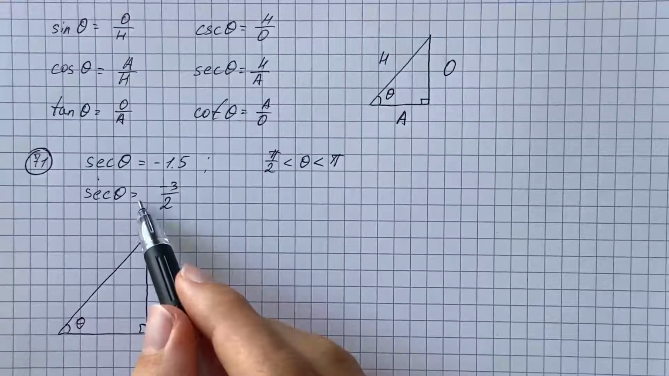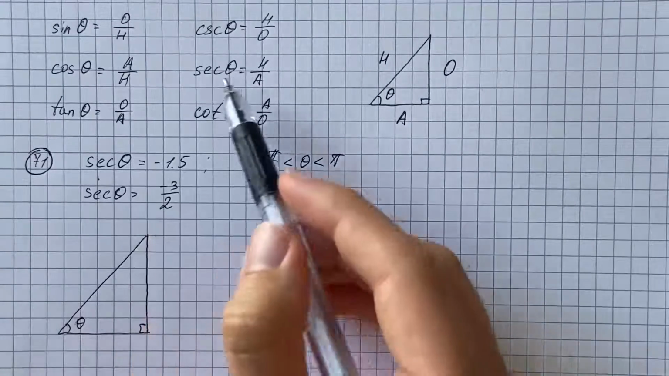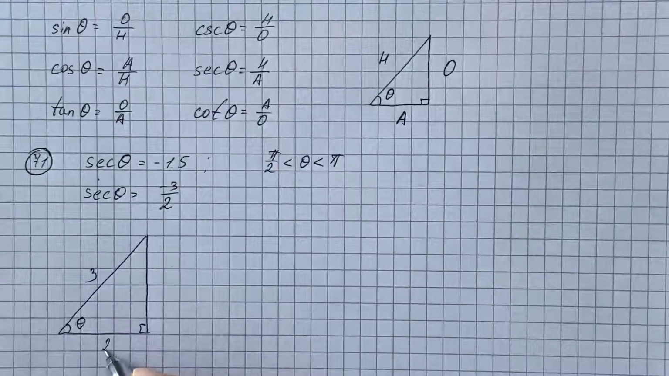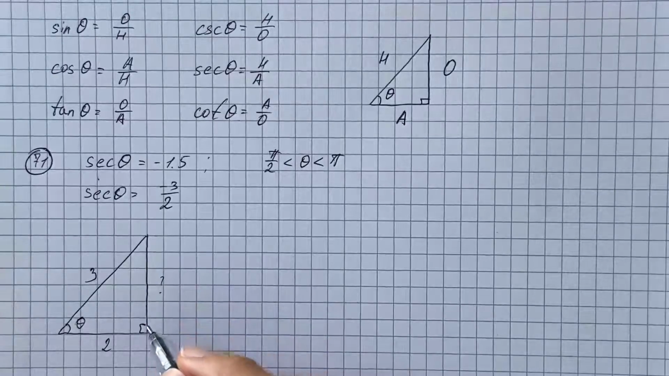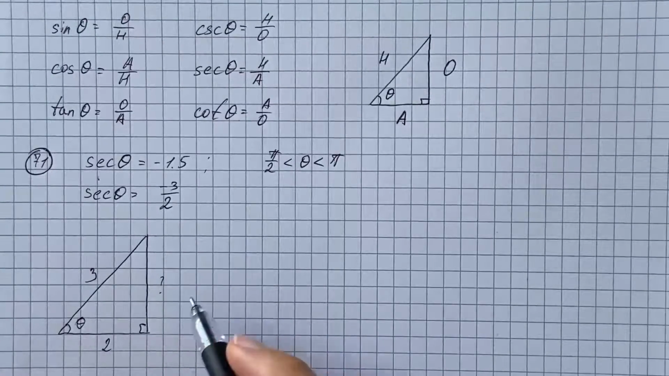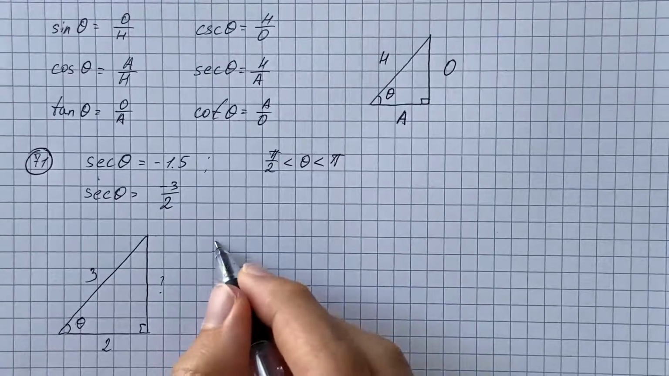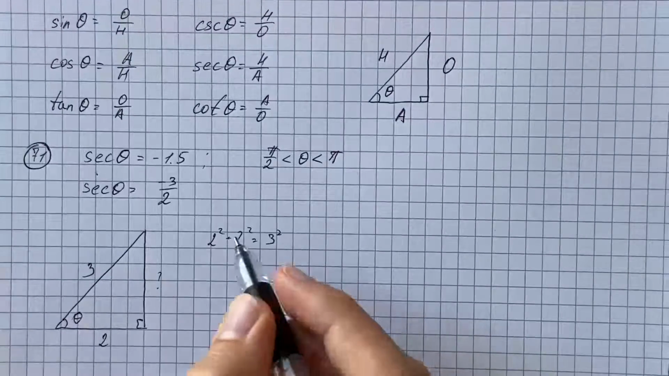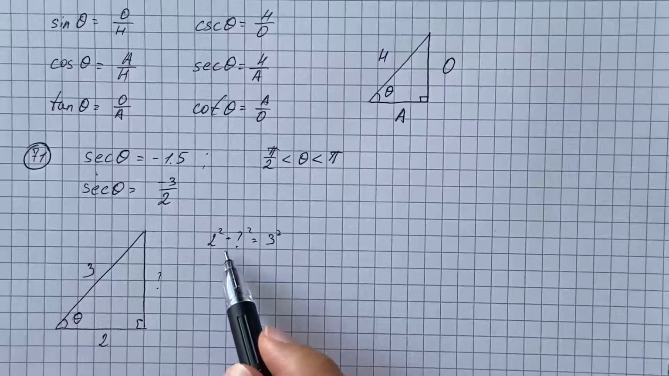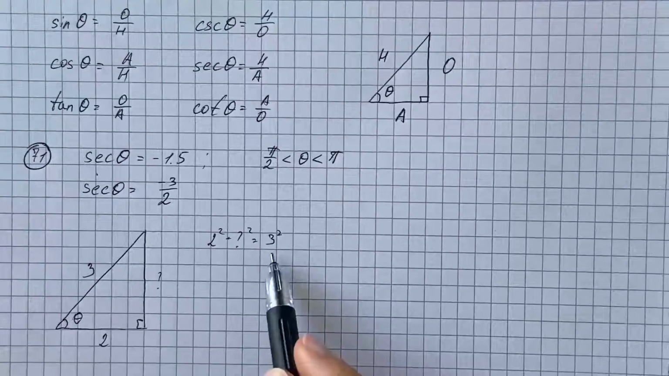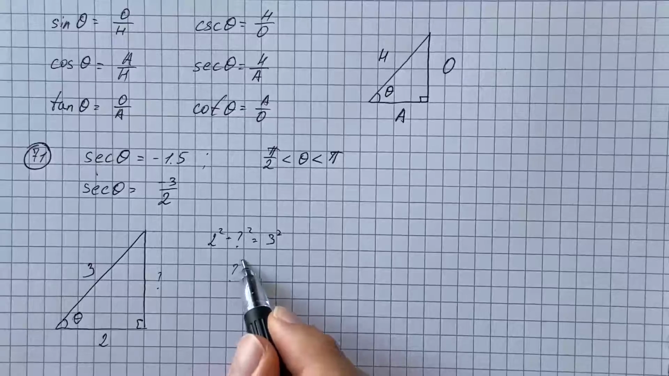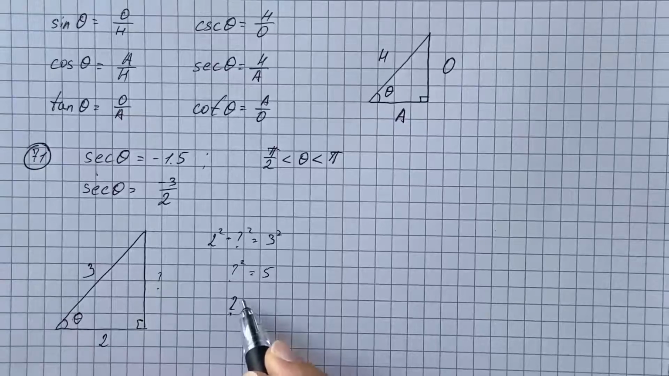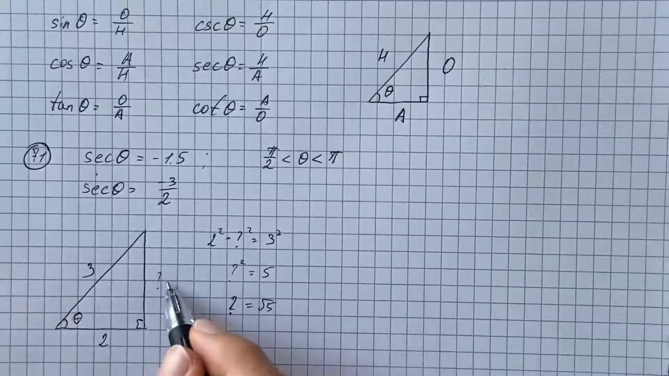of theta equals negative 3/2. It means that hypotenuse equals 3 and adjacent equals 2. And we have to find the missing side, and we're going to use the Pythagorean theorem, which says that 2 squared plus missing side squared equals 3 squared. So that's going to be 4 plus missing side squared equals 9. So we subtract 4 from both sides and get that missing side squared equals 5. And we take the root of both sides and get that the missing side equals square root of 5.